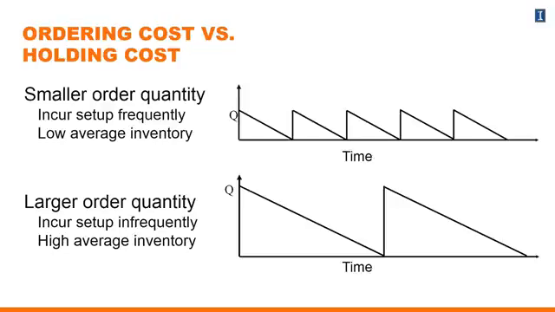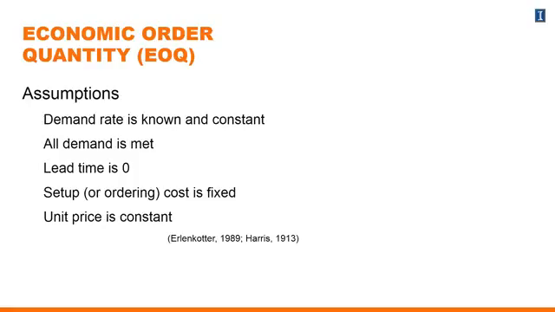So that's the idea of ordering cost and holding cost, and you can get some sense of a trade-off between these 2 costs, right? And that's what we're going to use in order to derive, in order to calculate what is called the economic order quantity. Now, the economic order quantity model is based on certain restrictive assumptions. It's a simple model, and whenever you have a simple model, it's probably going to have restrictive assumptions that are simplifying it in order to get the calculations done quickly.